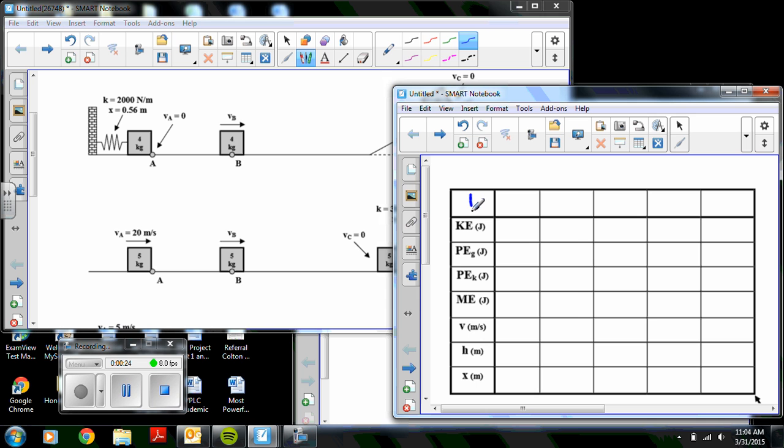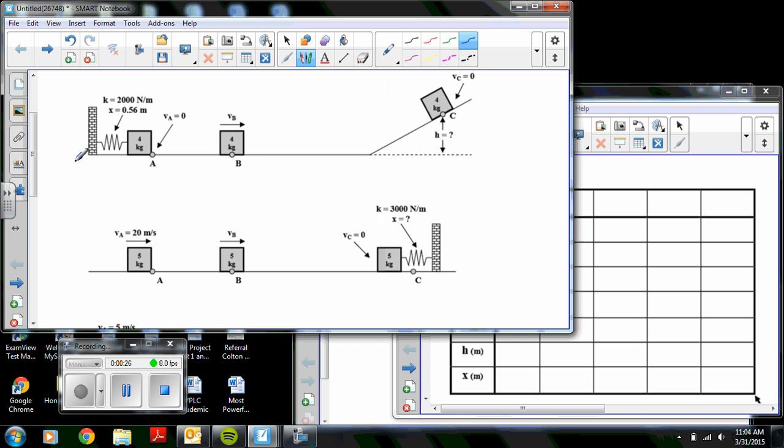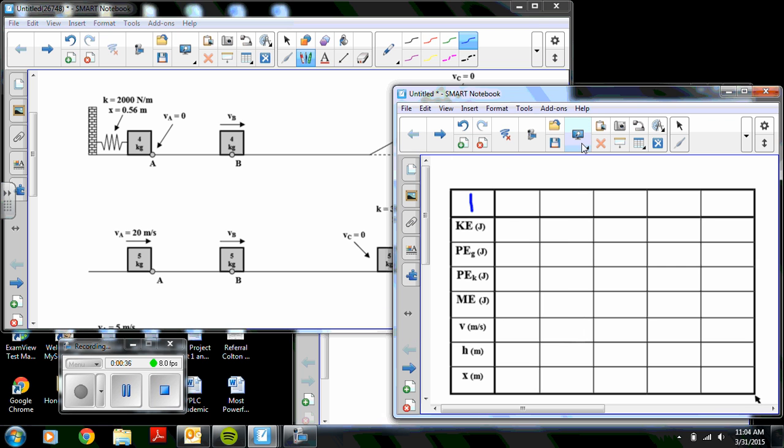up in this corner. The second thing we're going to do is take a look at how many positions we see this box in. We see it in position A, position B, and finally in position C. So I'm going to go ahead and put those in these boxes here at the top. A, B, and C.